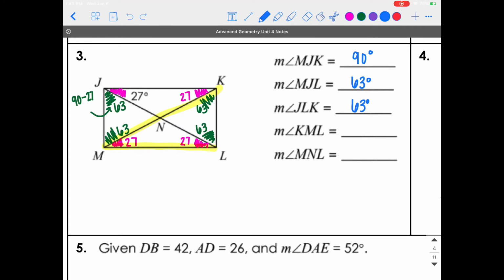Let's erase the highlight first. All right, and then the last one is MNL, which we don't have. However, this is a triangle there in the bottom, and we know that in triangles, all of the angles add up to 180. So we can do 180 minus 27 minus 27, which is 126 degrees.